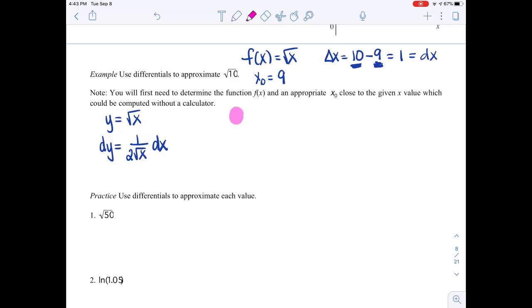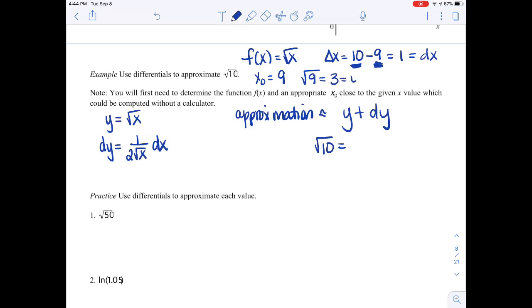Okay, well, how does that actually yield an approximation for radical 10? Our actual approximation value is going to come from y plus dy. The y value at the point where I actually know the square root of some number, plus this dy, some difference in y values, and that's going to give me the value of my approximation. So the square root of 10 is going to come from the y value, again, at the location where I know the square root. So if I take the square root of 9, that comes out to be 3.